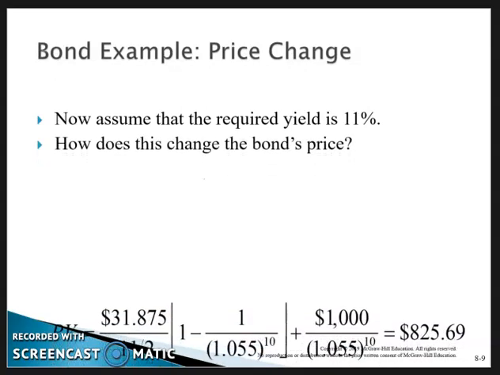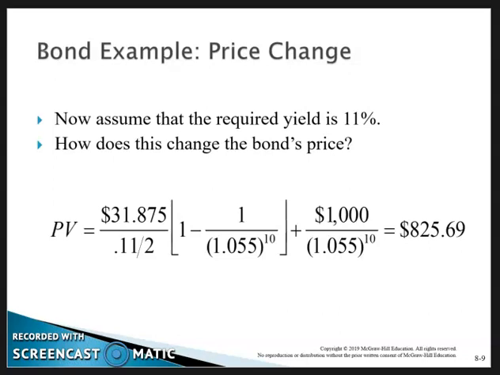Professionals will also use the word yield. So how does the price change? The price is now $31.875 divided by our 0.11 or 11% yield to maturity. We divide that by 2. We multiply that by 1 minus 1 divided by 1 plus 0.11 divided by 2, and then again to the 10th power, and then our base value is divided by 1 plus, again this is 0.11 divided by 2 to the 10th power.